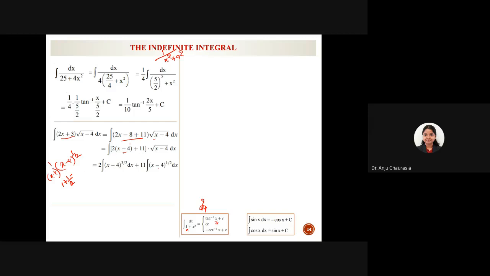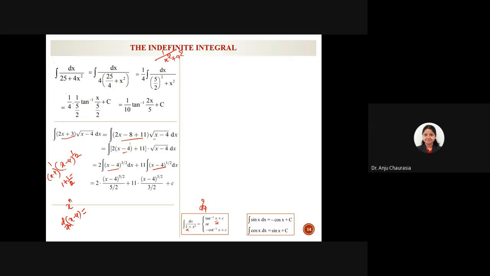Okay, plus 11 into this. So we distributed over integration, and then separately this is assumed x raised to n. This is again x raised to n. Whatever you assume as x, you have to divide by that differentiation also. We assumed x minus 4 as x, so we have to divide by that differentiation also.